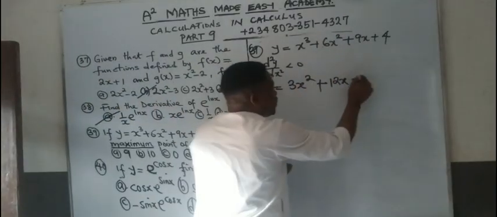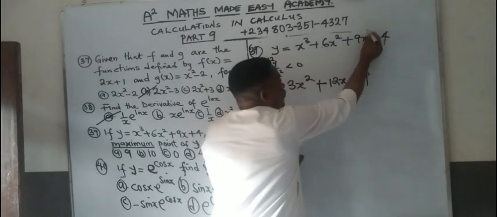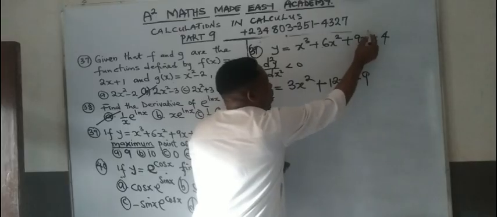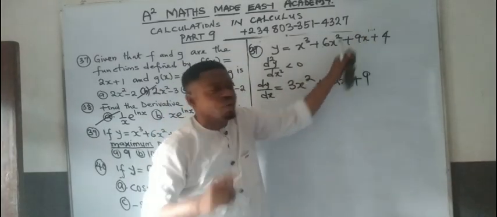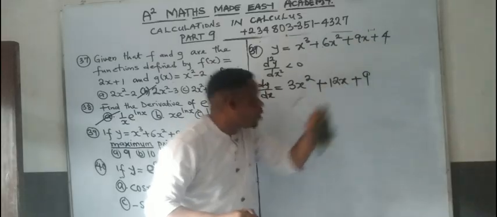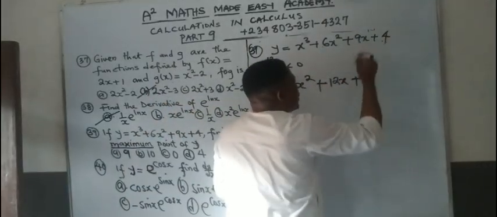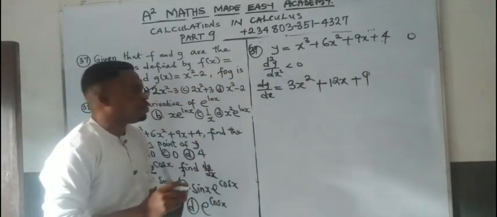Then differentiate 9x, it will give me 9. How? This is invisible 1. 1 times 9 is 9, 9x to power 1 minus 1. And you know that 1 minus 1 is 0, and anything raised to power 0 is 1. And 1 times 9 will give you 9. Do you understand? The next thing is to differentiate 4. 4 is a constant. It's always 0 or goes away. That is the first thing you will do.